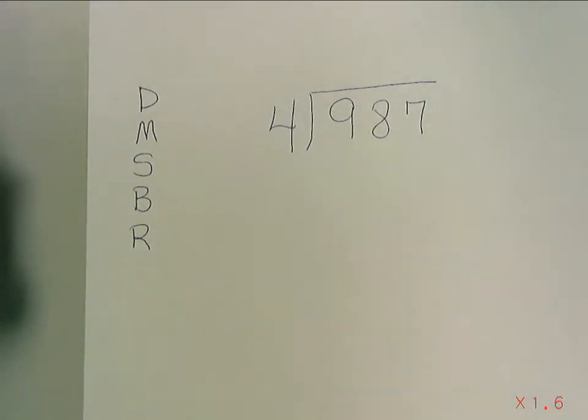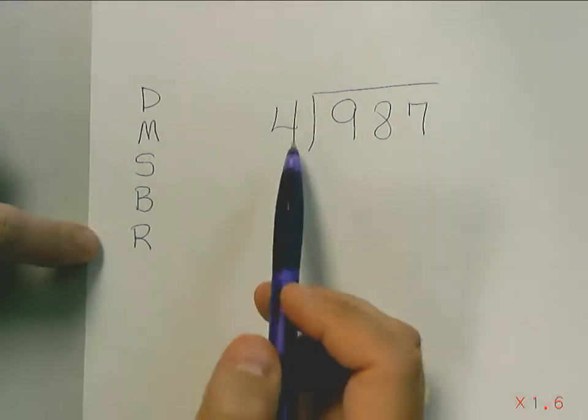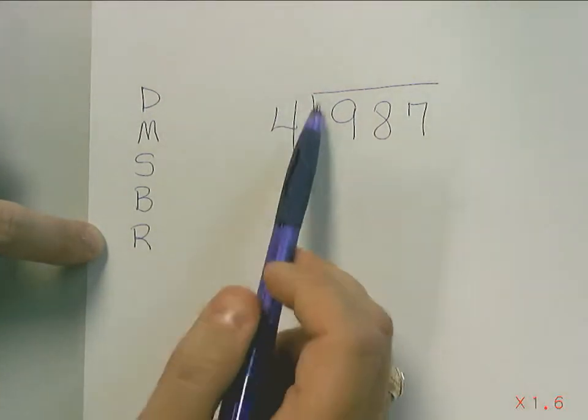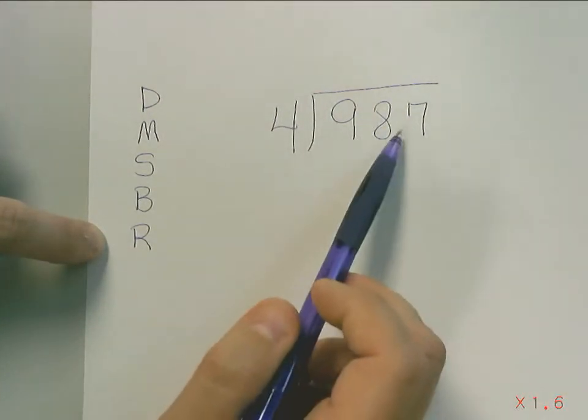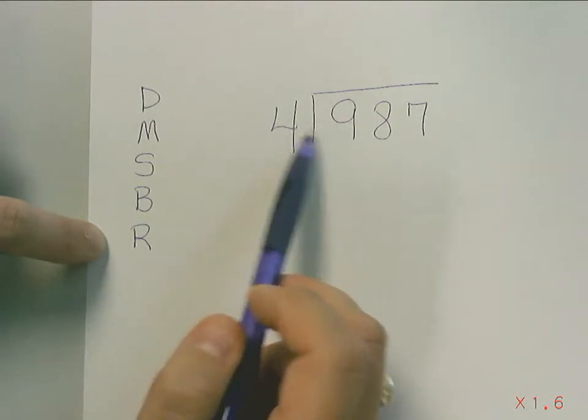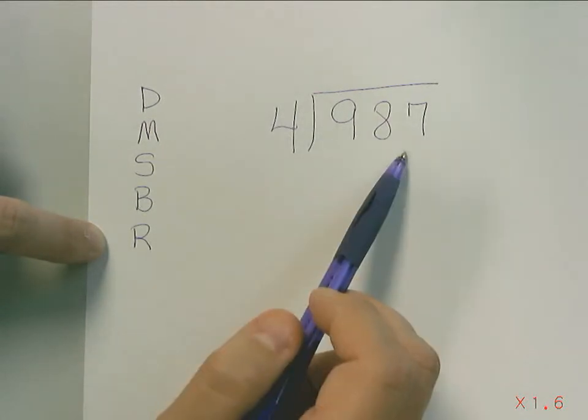So our first step is to divide, and whenever we're dividing, we're going to use our divisor, which is on the outside of our little house here. The number on the inside is our dividend, so you're always going to be dividing the divisor into your dividend.